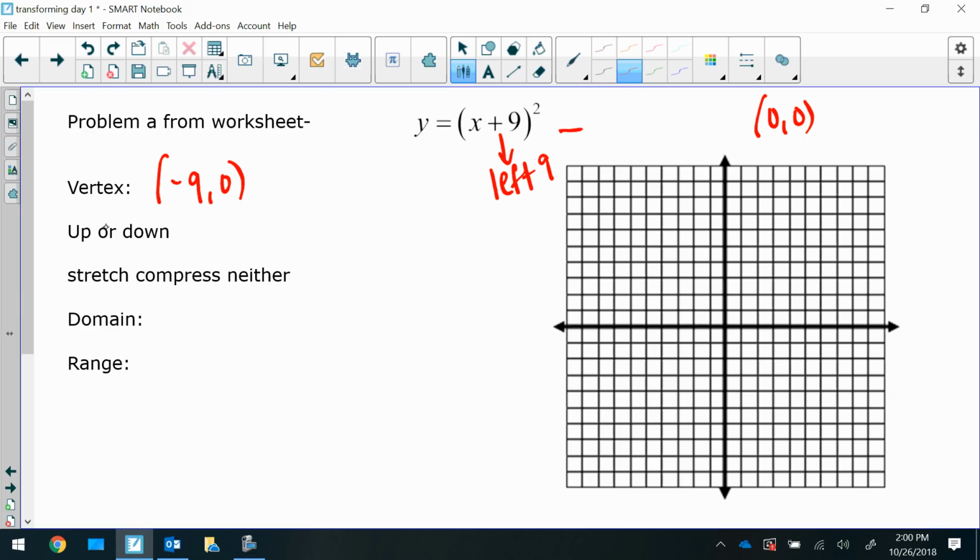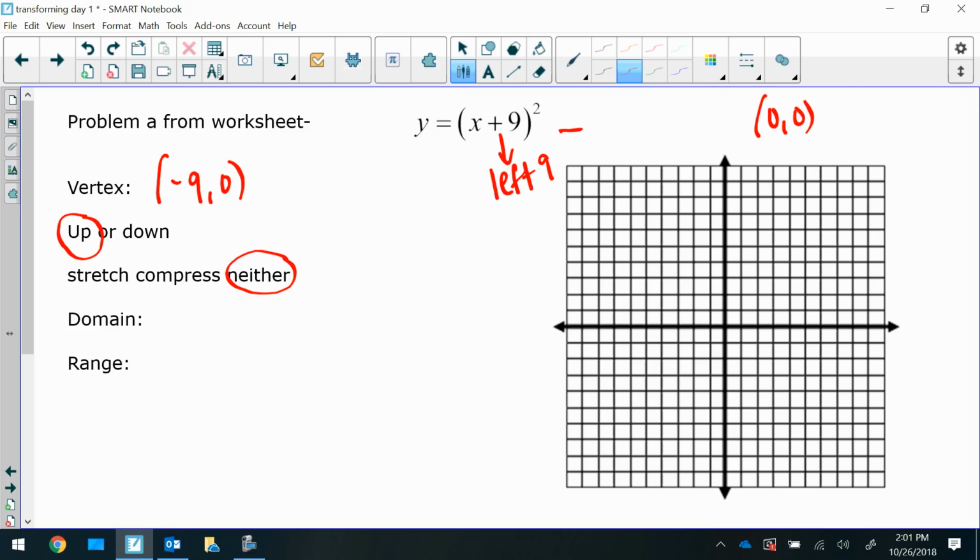Okay, this up or down part means, is my parabola going to be opening up or opening down? And that's all based upon if I have a negative out here in front. I do not, so I am opening up, sorry. I'm not opening down. I'm not flipping. Okay, is this graph stretching, compressing, or not doing anything? Well, I look at this front part in here. I don't see a number at all, so it's going to do neither.